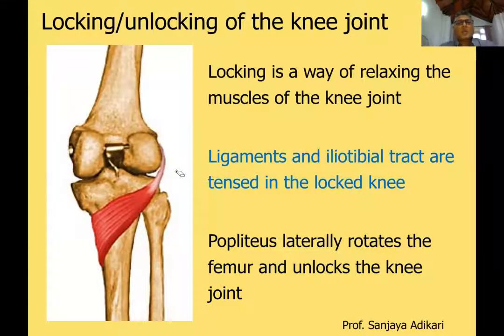Unlocking of the knee joint is done by the popliteus muscle, which is attached to the lateral condyle of the tibia here. Now this is the lateral side, lateral condyle of the tibia, and when the muscle contracts, it laterally rotates the femur on the tibia and unlocks the knee joint. From that position, you can flex the knee joint again. Okay, so for that reason, popliteus is also an important muscle. It is a deep muscle in the posterior compartment of the leg. We will discuss that when we discuss the leg.